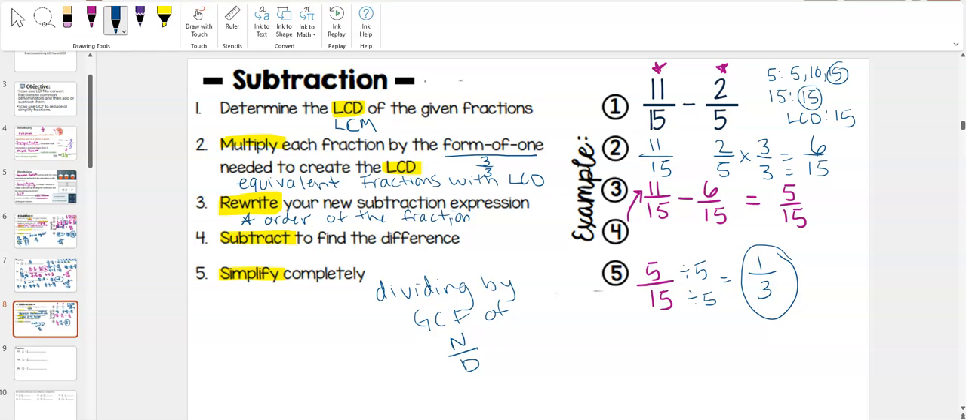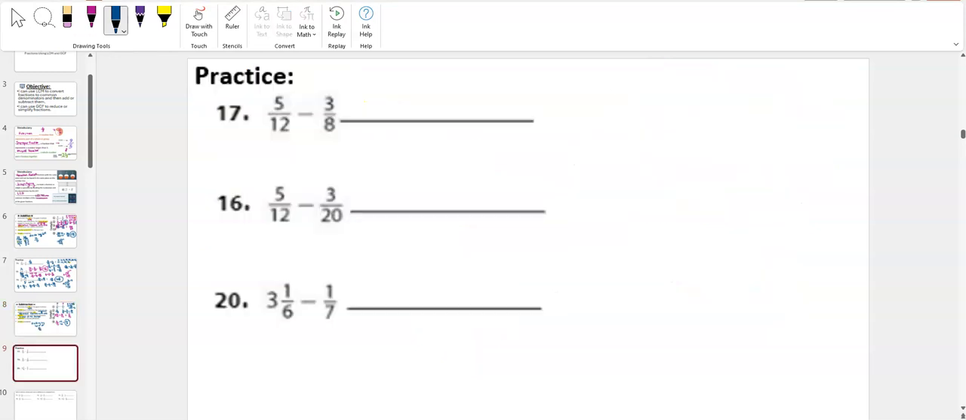1/3. All right, so you're going to go ahead and practice these 3 problems. Just practice that subtracting following our steps. You can go back to your notes if you need to. The only change here is when you have a mixed number, just like when we add, we need to turn it improper first. So we're going to multiply 6 times 3, which is 18, plus 1, and that's going to get me 19/6 take away 1/7, and that's the problem you need to solve, not the 3 and 1/6 take away 1/7.